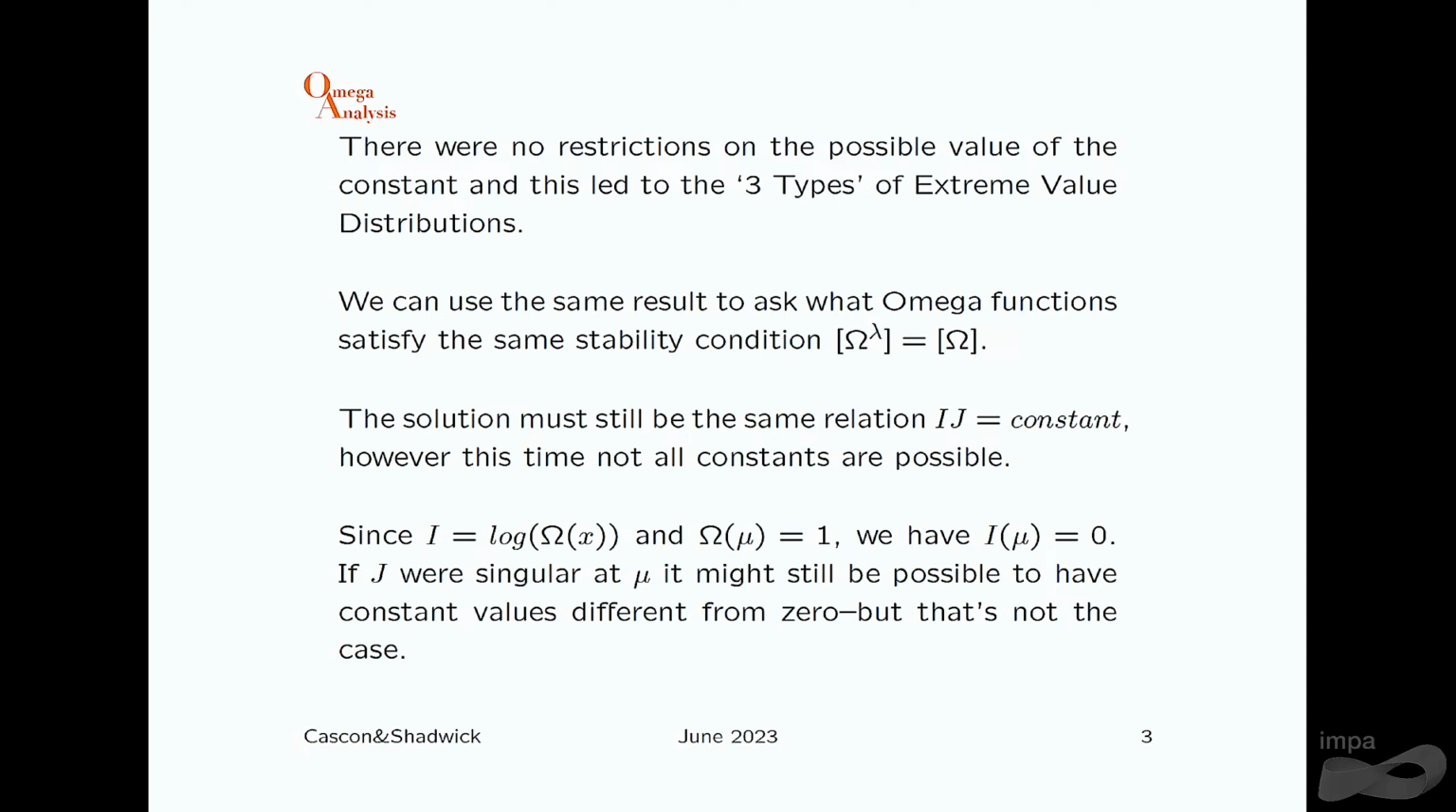Well, for one thing, I is the log of the omega function. We know that at the mean, the omega function is 1. So we know that I is 0 at the mean. So if I were going to be constant, it would have to be the constant 0. Now, you might still have some room to escape here because J could still be constant if J were singular and approaching the limit mu at the right rate. You could still get a constant for the product, through L'Hopital's rule. But that's not possible either.